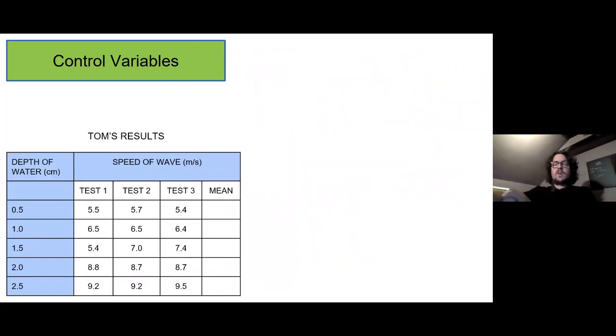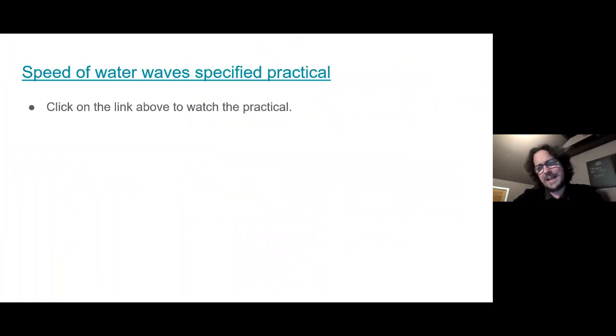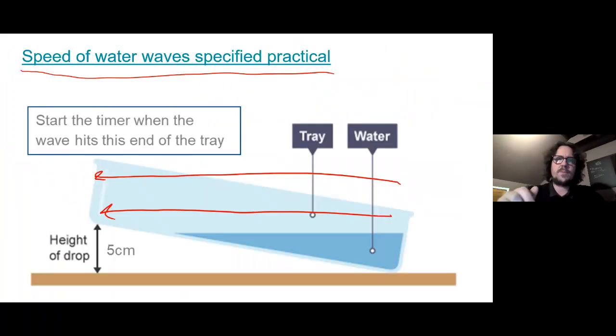Control variables then. Okay, so in any investigation, you have to consider control variables. These are variables that have to be kept the same in order to get reliable results. In the case of the water wave practical, there are a couple we can consider. So, for example, if I go back to this image here, one thing might be to drop it from the same height each time, or as near enough the same height as possible.